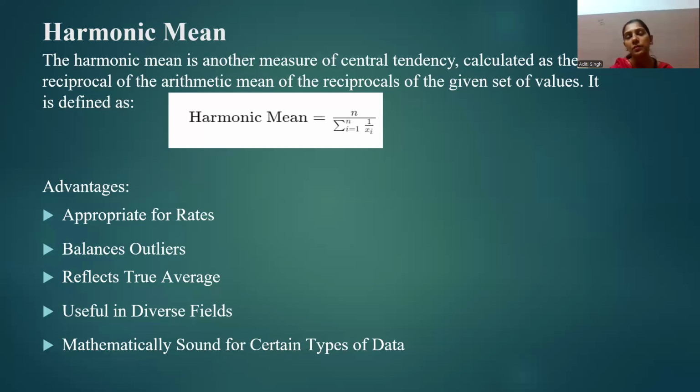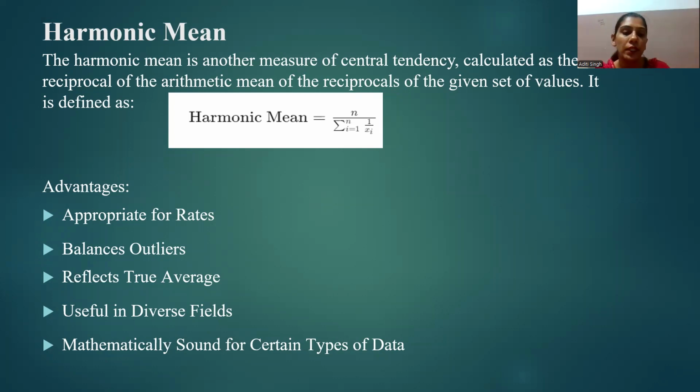So basically, harmonic mean is utilized in various fields, like in engineering, in finance, in economics. Basically, in finance, this harmonic mean is used to calculate the average price earning ratio of a portfolio. In engineering, it is used to determine the average of parallel electric circuits. So, this is how harmonic mean is useful in diversified fields.